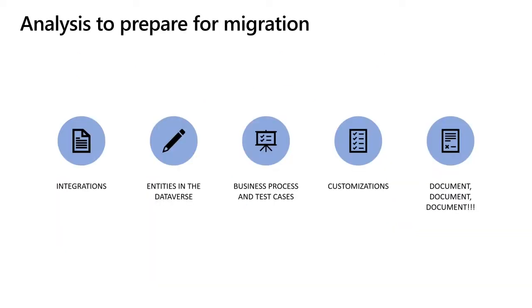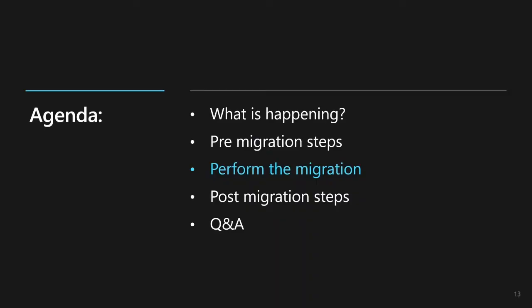So the important thing for the analysis part is, when you're preparing for migration, you need to document a list of all of your integrations. You need to document a list of all the entities you are using in Dataverse. Document a list of all your business processes and test cases if you don't already have this from your original deployment. Document a list of your customizations to HR and the Dataverse. Now let's review how to perform HR migration.